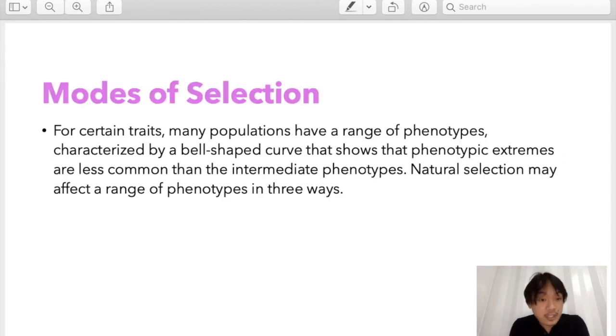Modes of selection. For certain traits, many populations have a range of phenotypes, characterized by a bell-shaped curve. It shows that the phenotypic extremes are less common than the intermediate phenotypes, so the intermediates are found in the middle. Natural selection may affect a range of phenotypes in three ways.